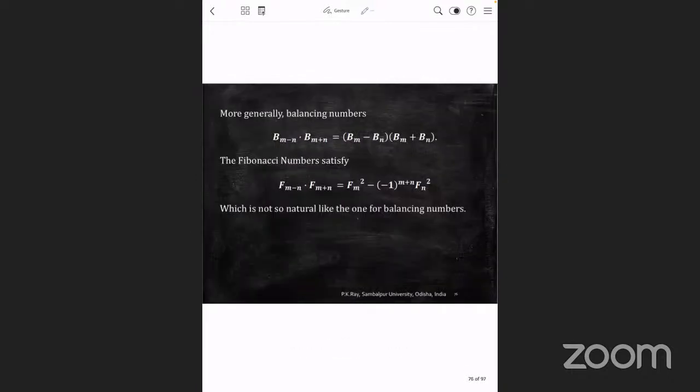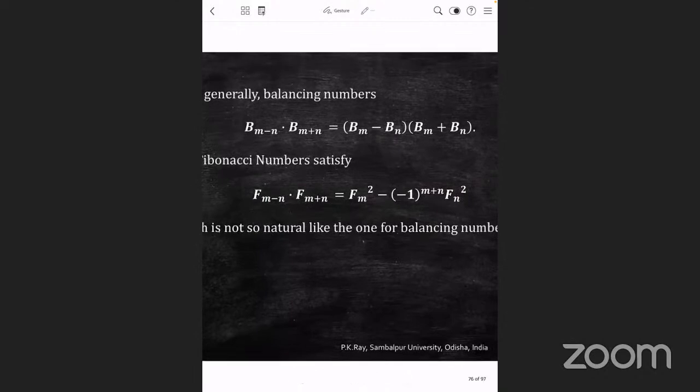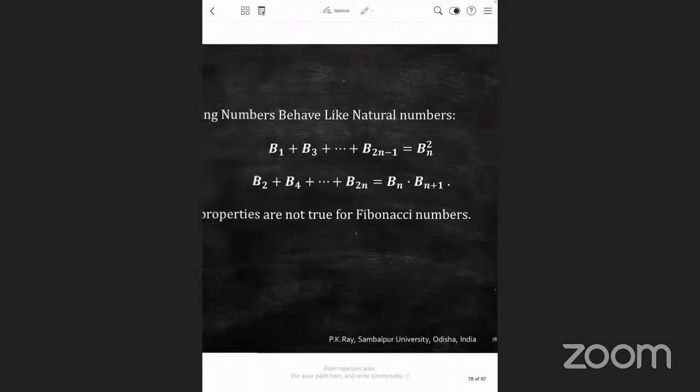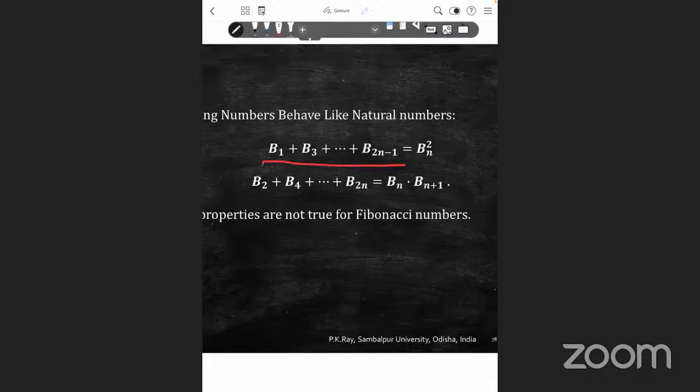Yeah, I want to tell quickly that our balancing sequence satisfies the properties I have raised. That is, m plus n into m minus n is m square minus n square, and also the sum of odd natural numbers is n square, whereas the sum of even natural numbers is n into n plus 1. So our balancing sequence satisfies the same type of properties as natural numbers. You mark it: the odd balancing number sum is Bn square. The even balancing sum is Bn into Bn plus 1.